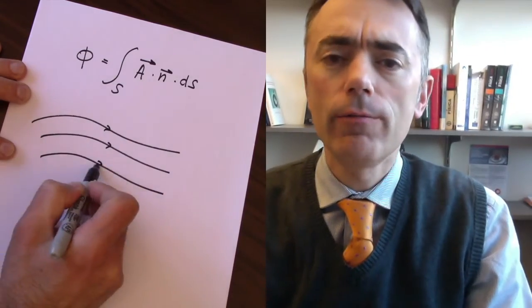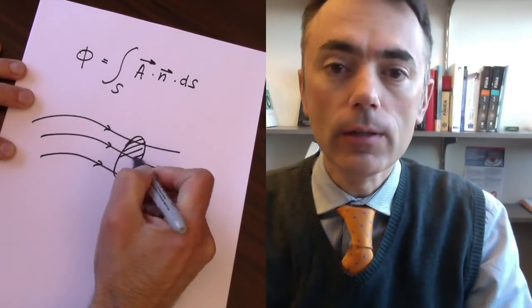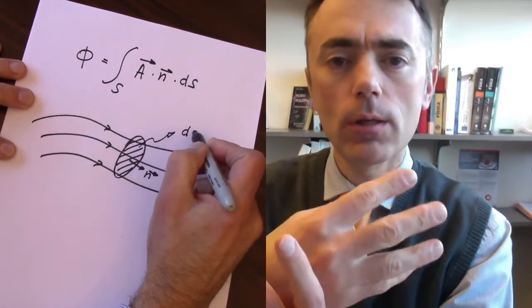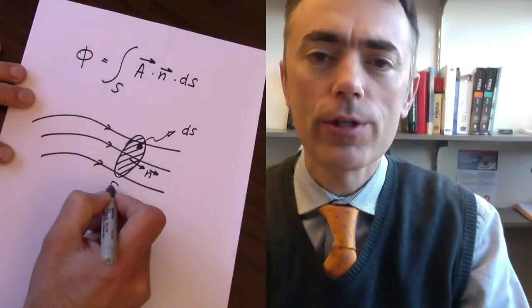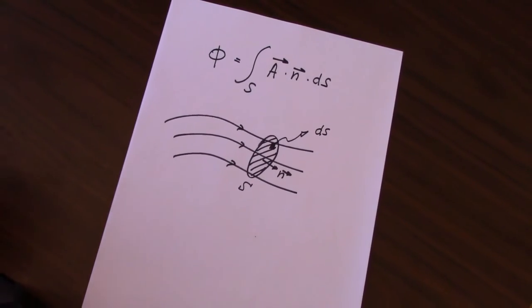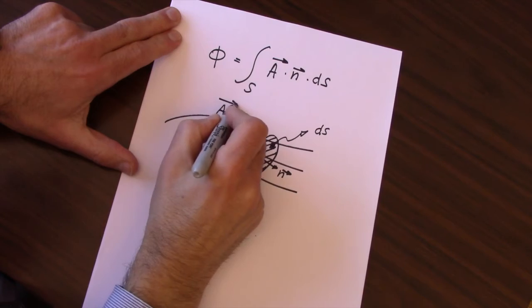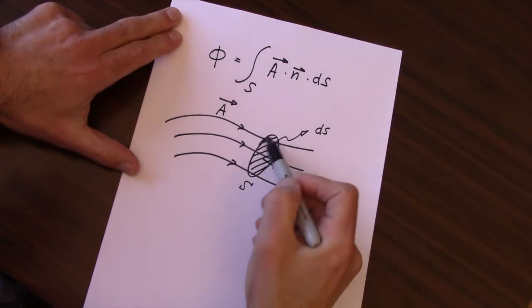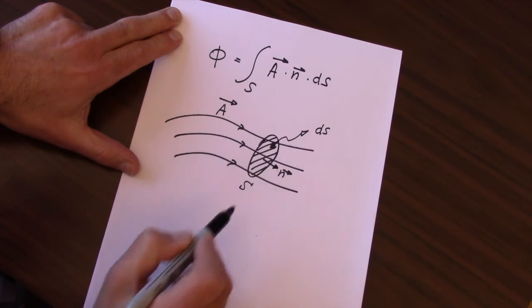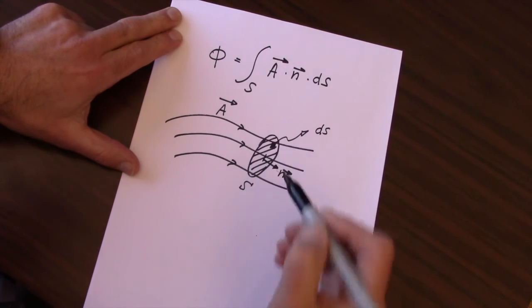But we can define the flux of any vector field. We can just think about how many field lines are crossing that particular surface area. This mathematically can be written as this, where A is the vector field, S is the surface, ds is the differential of surface, and n is the unit vector perpendicular to that surface.